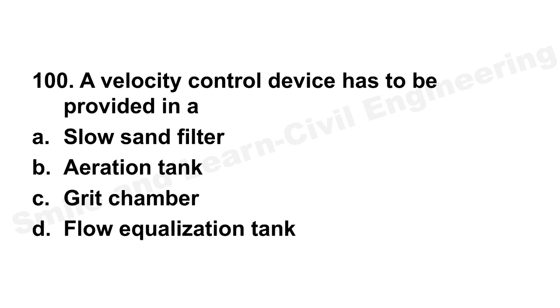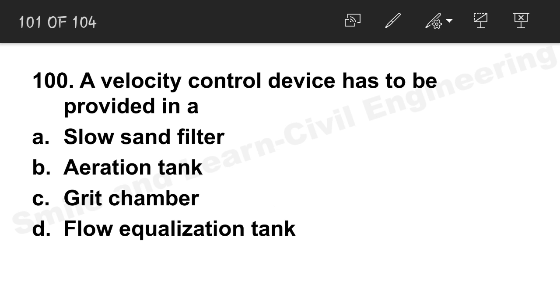Question number 100 and the last question of this session. A velocity control device has to be provided in a, as we have seen, grit chamber, where all these things are happening. So a velocity control device in a grit chamber is installed. Option C is the correct answer.